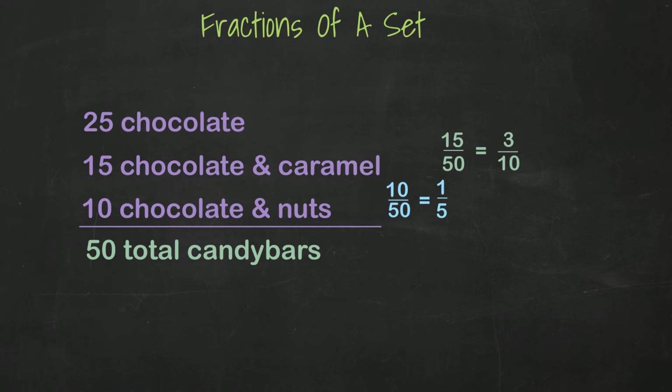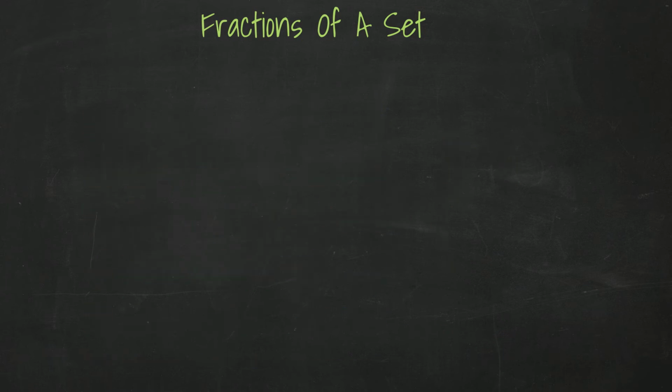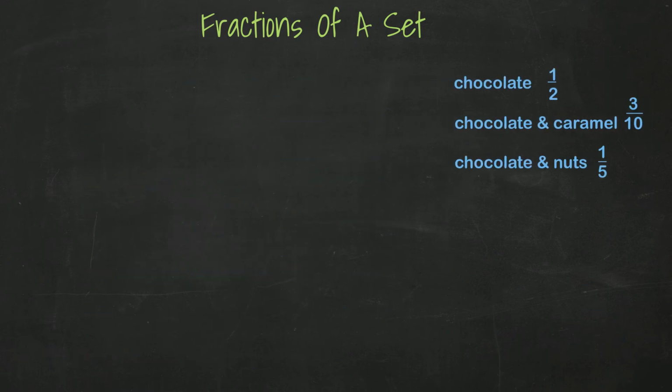Finally, how many chocolate bars sold were just plain chocolate? The numerator is going to be how many plain chocolate bars we sold, which is 25. Denominator is still 50. 25 out of 50 candy bars were chocolate only, which is equal to 1/2. So I'm going to put these fractions in the corner here, because now I'm going to show you how to take a set of numbers and apply a fraction to it.